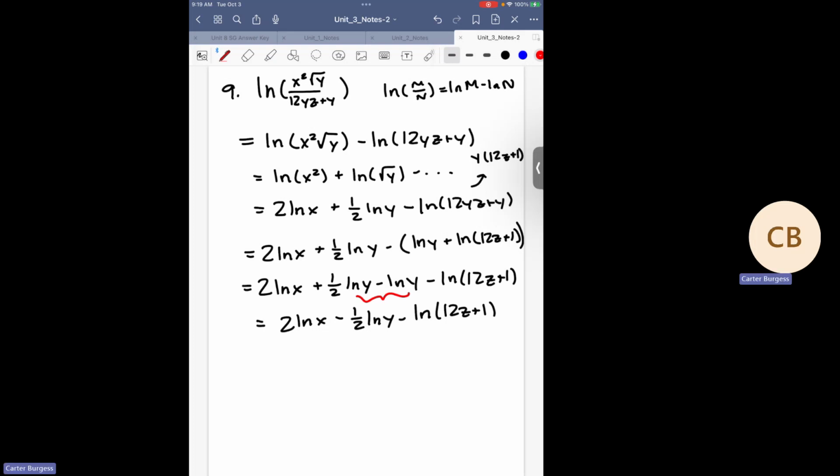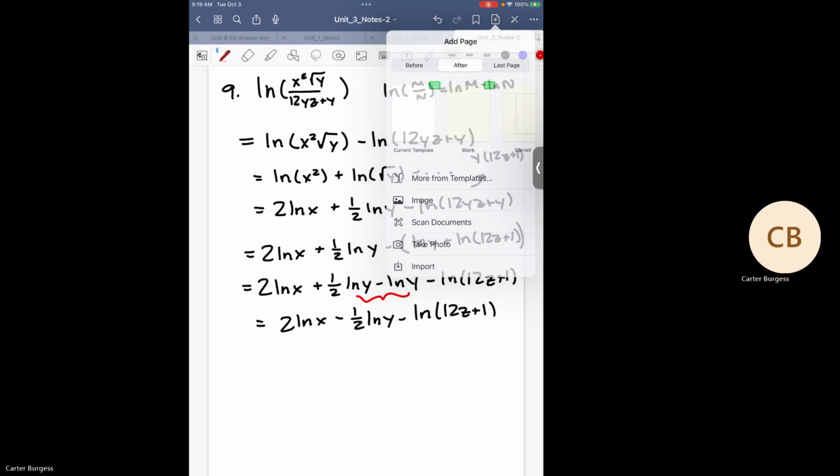All right, looking at number 10 here. We are asked to condense 3/2 times ln of 4x minus 2/3, sorry, 2/3 ln of 3y plus 6 ln of z.